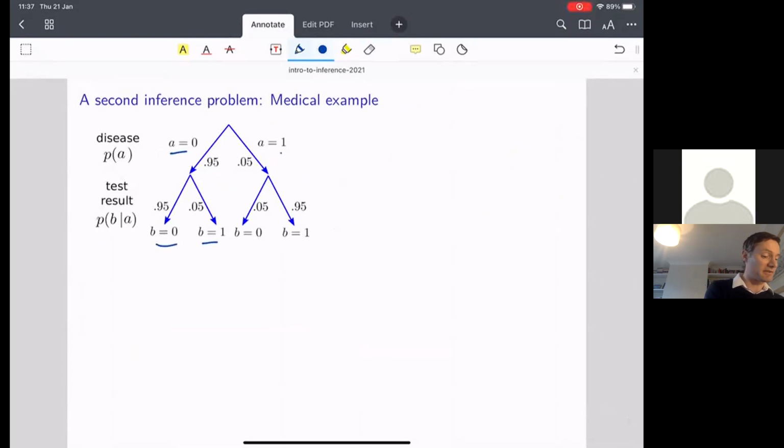If she does have the disease, there's a 5% chance that it comes up negative and a 95% chance that it comes up positive. And this now is our full joint distribution over all of our variables A and B, and we could traverse down the tree in any way, any of the 4 ways we like, in order to work out, say, the probability that A is 0 and B is equal to 1. We would just take these probabilities and multiply them together in order to get that setting of the variables.